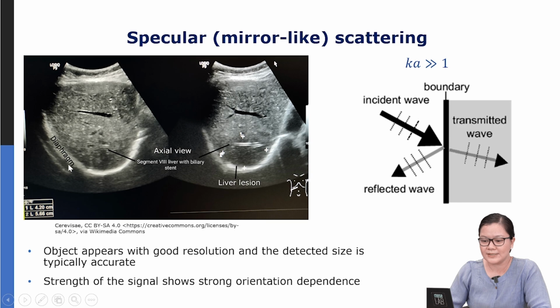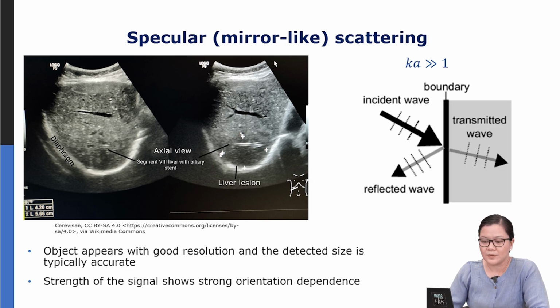And what you can see is a muscle diaphragm here that appears fairly bright in some cases and slightly darker in a few of the cases. So when we talk about the size of this diaphragm relative to the wavelength, it is fairly large. And here you can see that the object appears in good resolution. And typically for a specular scatterer, the detected size is pretty much accurate to what you would see in the image.